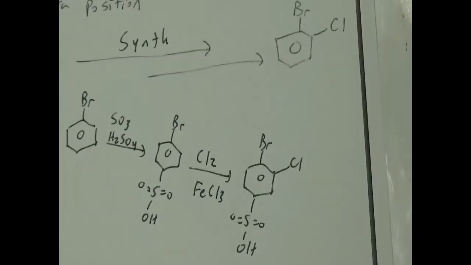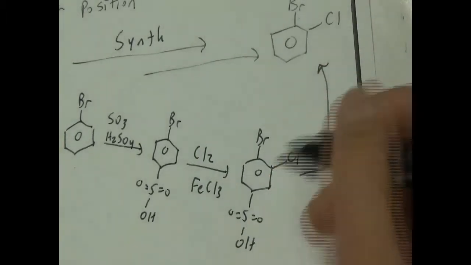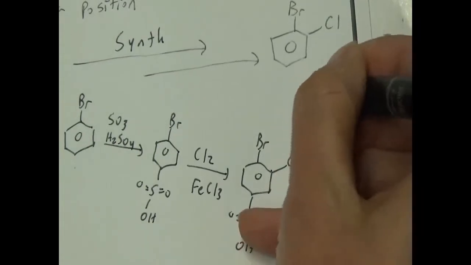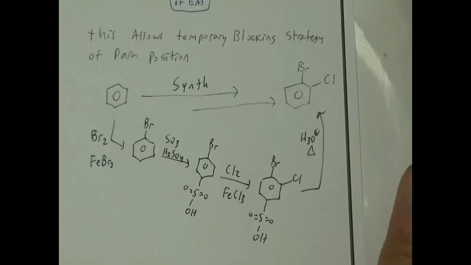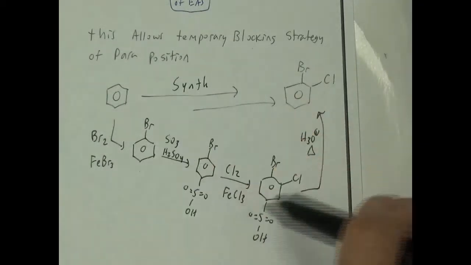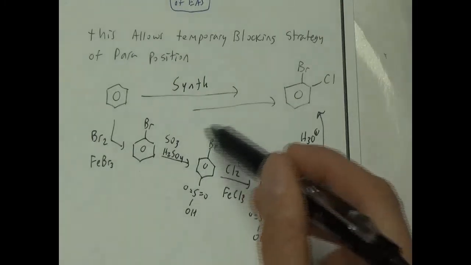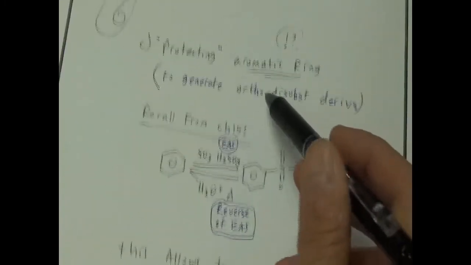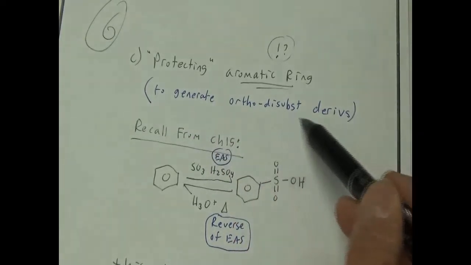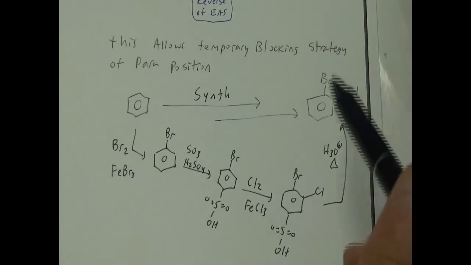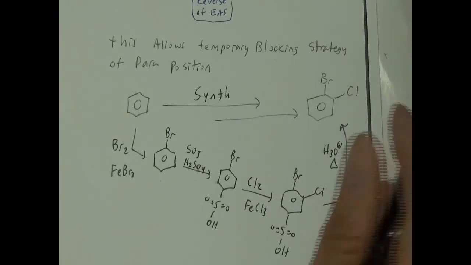Cool. And all we got to do now is wipe off that sulfonic acid with H3O+, heat. There we go. That's pretty cool. That's this strategy of temporarily blocking the para position in order to generate ortho-disubstituted derivatives. Okay? Sweet.